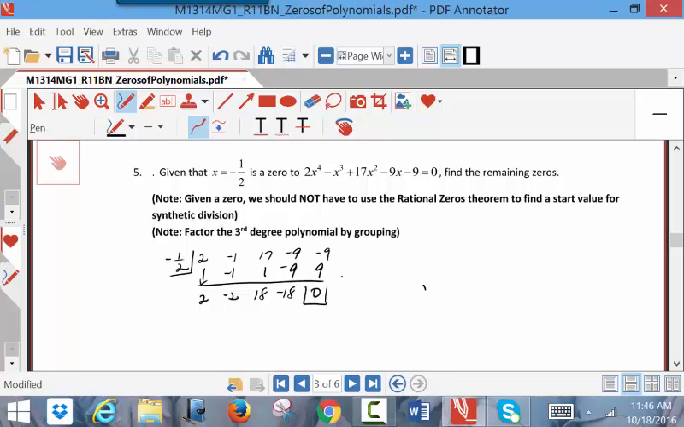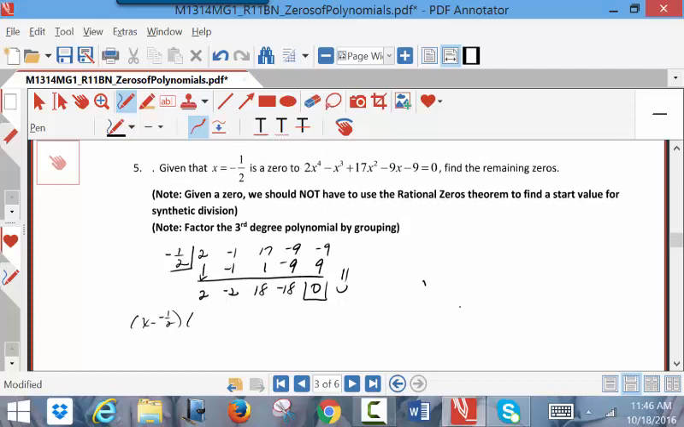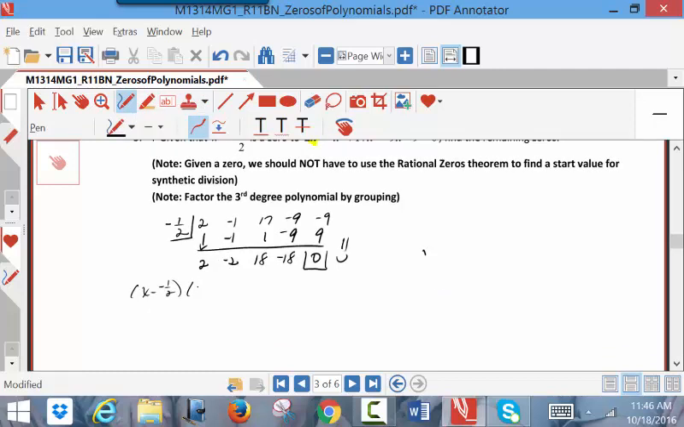Okay, they really have purposely made this so it would work for you nicely, and it better have a remainder of 0 because they gave it as a 0 of this polynomial. So now I can factor, and remember it's going to be opposite of the sign, so it's x minus the negative a half. This was a 4th degree polynomial up here. It's a big one. So this becomes an x cubed. So this is 2x cubed minus 2x squared plus 18x minus 18.